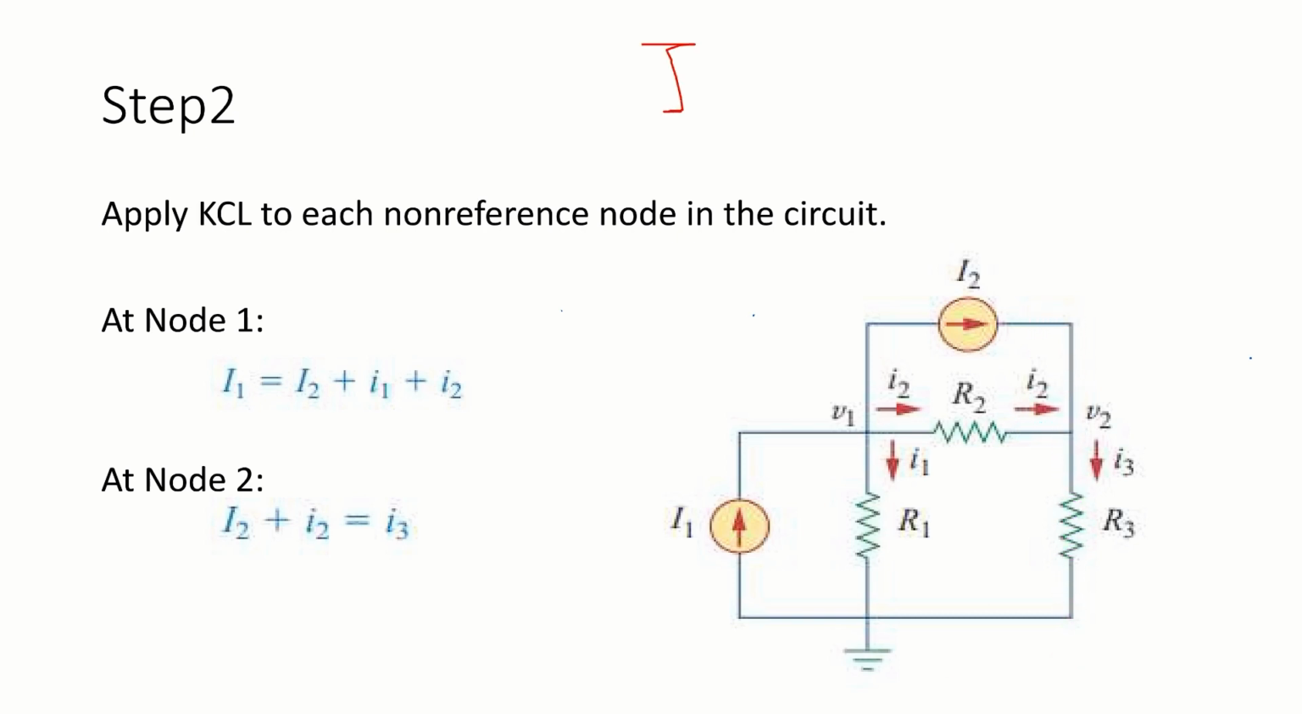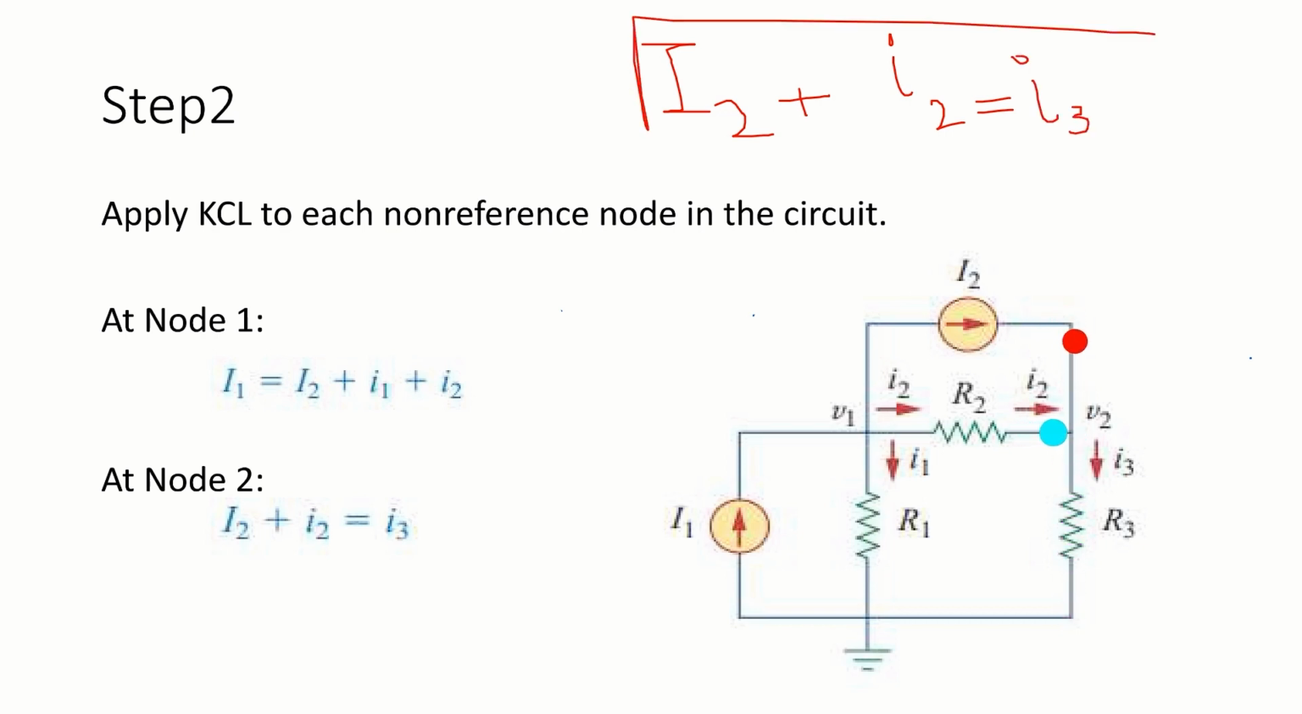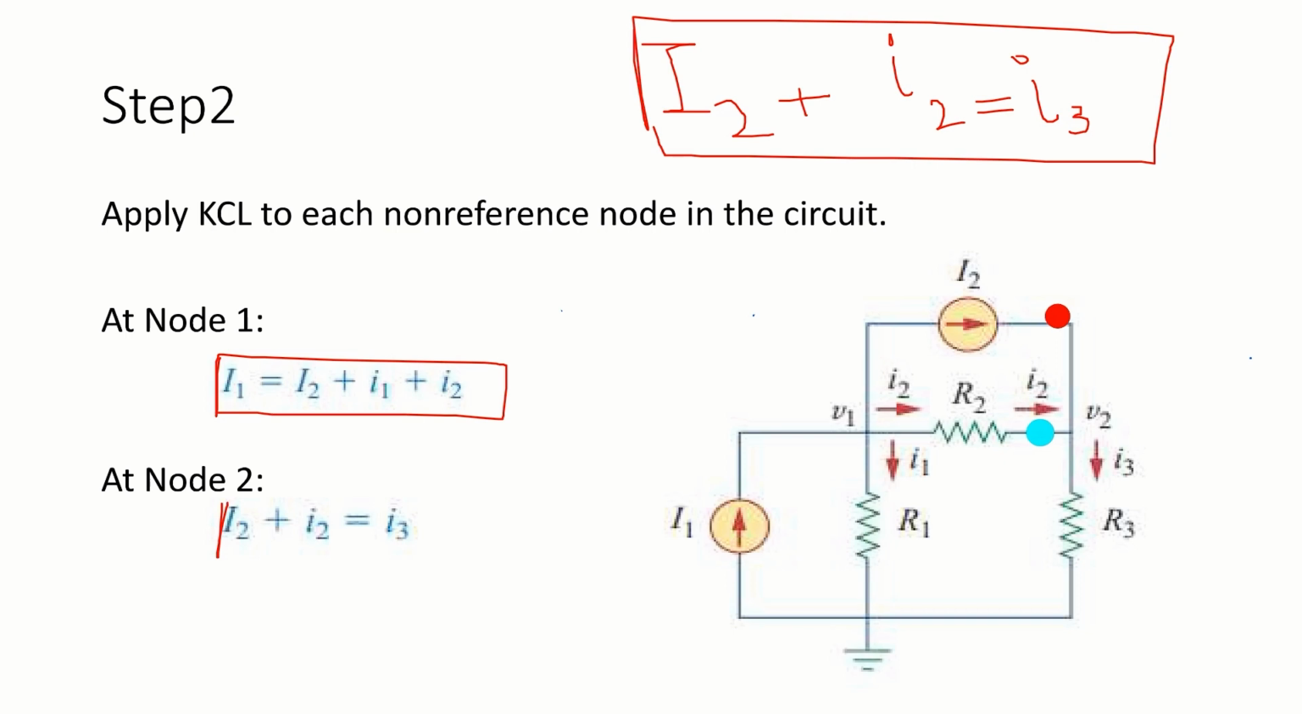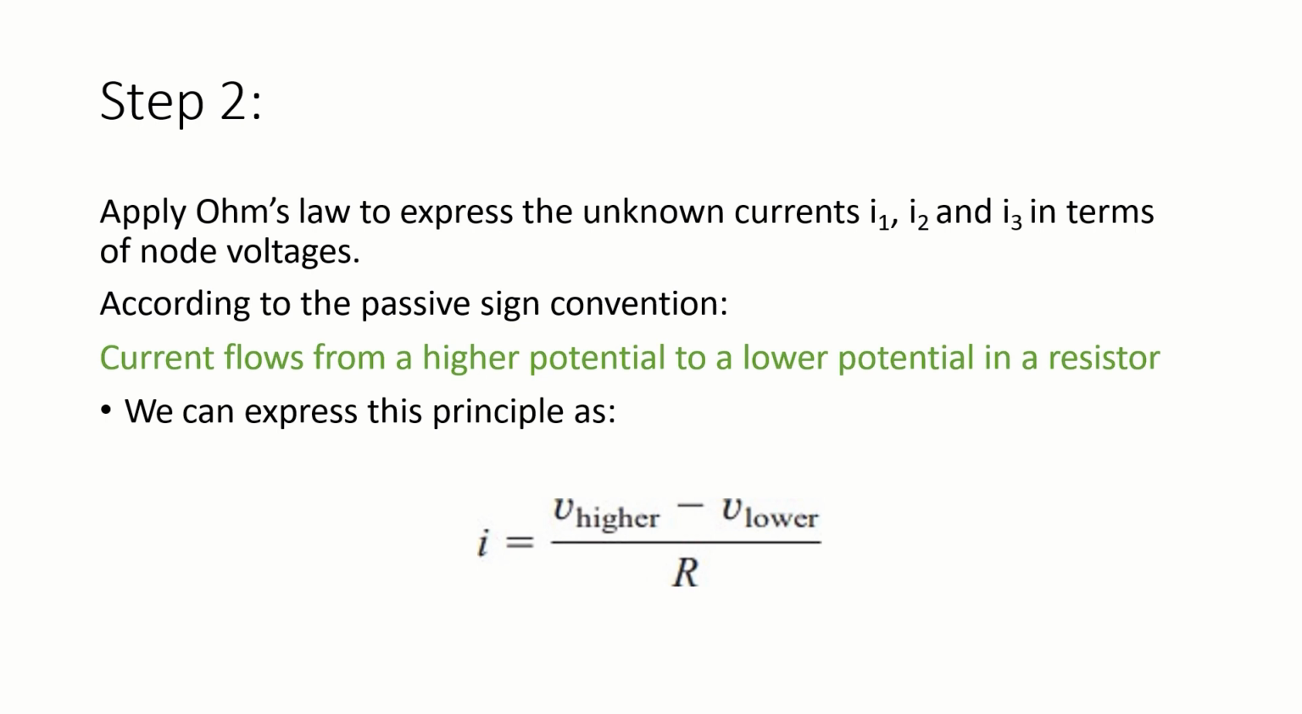Capital I2 plus small I2 will be equal to I3. So we derived this equation using KCL at node 2. Now we got this equation and this equation using KCL at node 1 and node 2 respectively. Now we were done with step 1 and we were done with the first part of step 2.